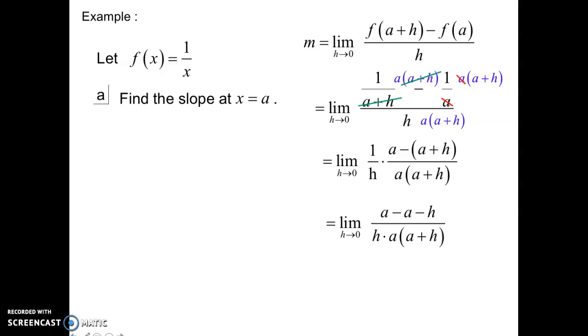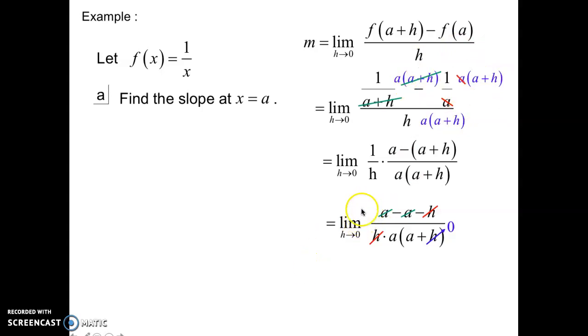Simplifying the numerator a little bit here by distributing the negative, the a's will cancel. So I get negative h over h times a plus h. But now the h's can cancel, and I'm left with just a negative 1 in the numerator, and I'm left with a times a plus h in the denominator.